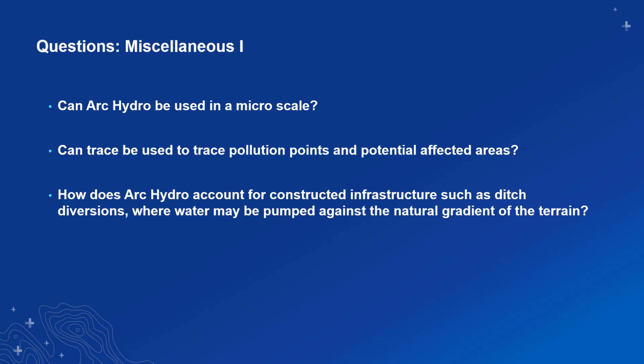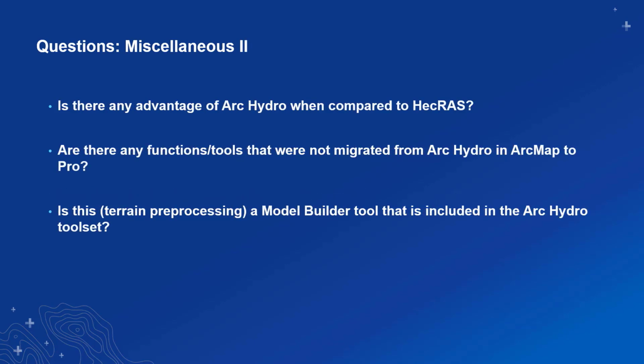And how does ArcHydro account for constructed infrastructure such as ditch diversions where water might be pumped against the natural gradient of the terrain? Well, to account for such occurrences, you would probably use ArcHydro stormwater model that allows combination of overland flow and man-made structures. In the case of a pipe, canal, or aqueduct, the digitized direction of the line would indicate the direction of the flow of water. And when using geometric or trace networks, you can force the resource to follow or go against the digitized direction.